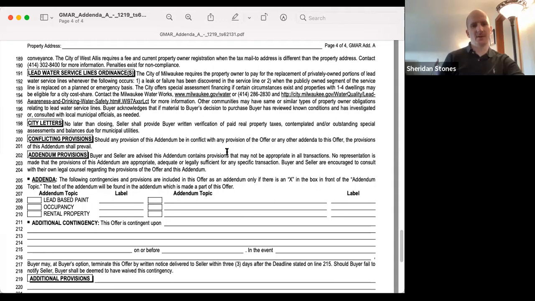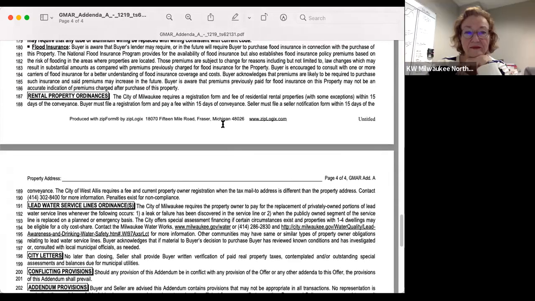Would that have to be an active rental property? No, it just says residential rental properties. And there are some exceptions, which may be in your question to the phone call. Okay.